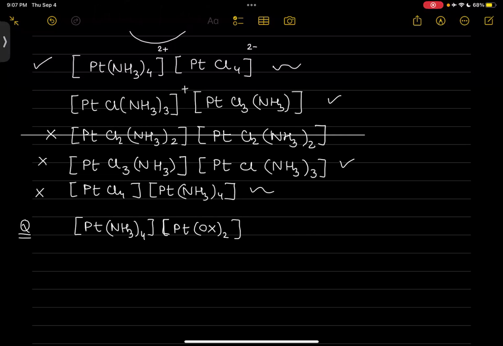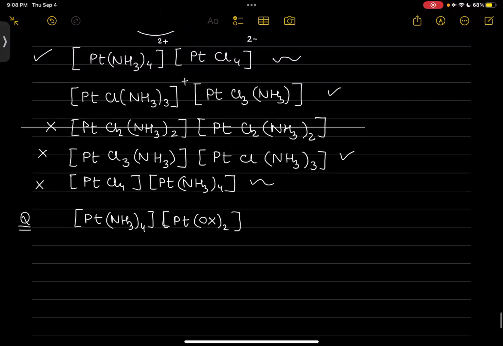So just try to do it. How many coordination isomers are we going to get? Aisha, Jaslyn, tell me quickly. How many are we going to get? Coordination isomer, 2. And how am I going to make it?